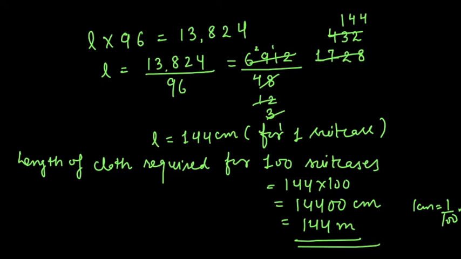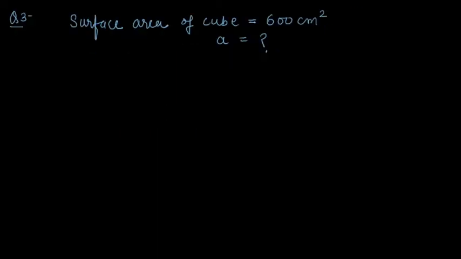So the TSA of the suitcase will be equal to the TSA of the cloth required, and with that help we have calculated the length, which is coming out for one suitcase 144 centimeter, and since we have to calculate it for 100 suitcases, we have multiplied it with 100 and we are getting 144 meter. This was question number 2. Let's see question number 3.